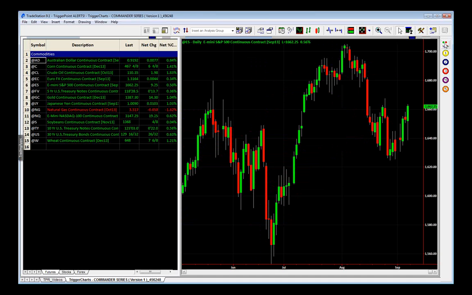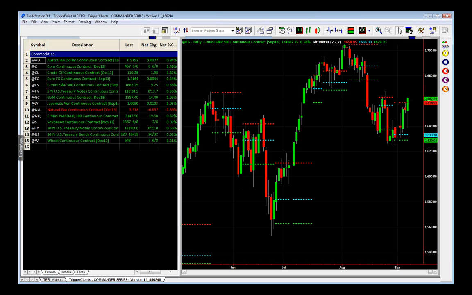Just a very simple chart. And what we can do here is put these back on, so there's your altimeter. On the altimeter, you're seeing these levels that would be interesting to start thinking about getting long or getting short. And again, this is daily, but let's go one step further.